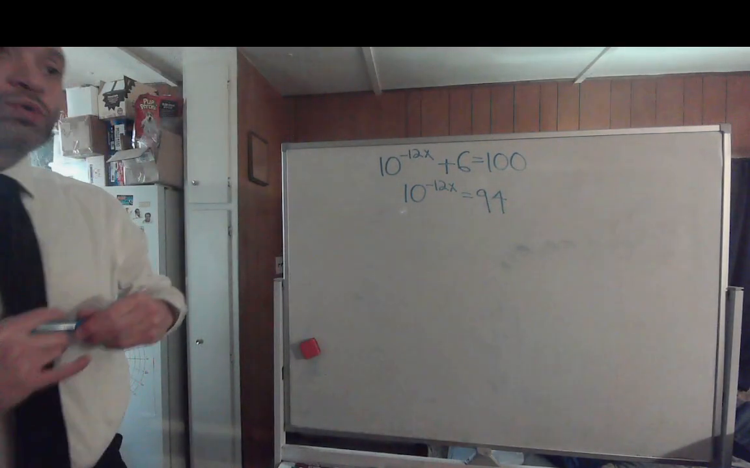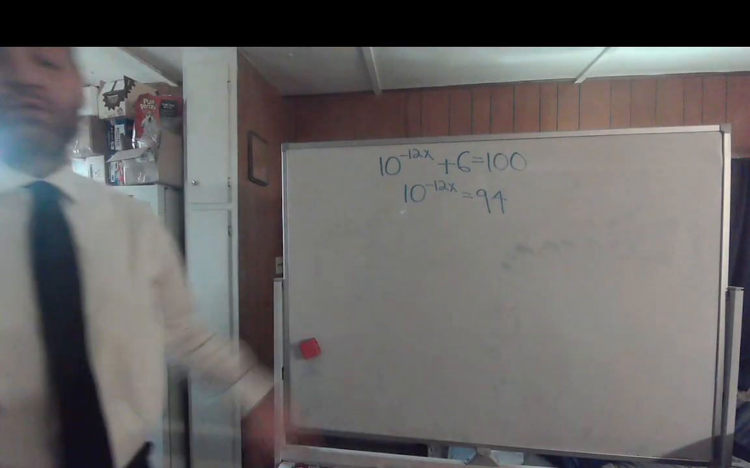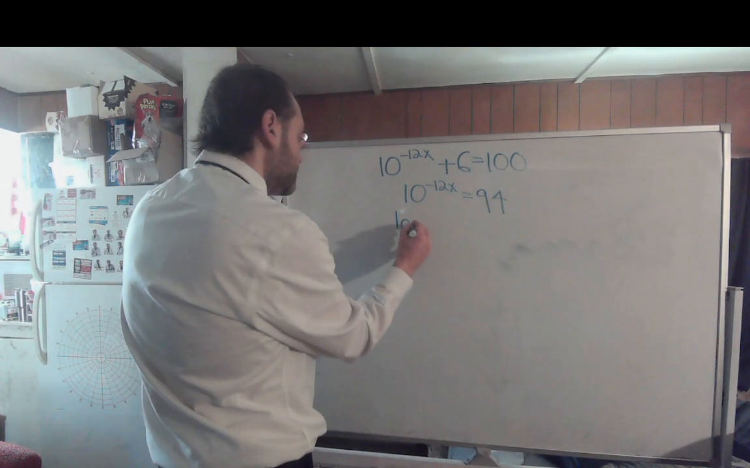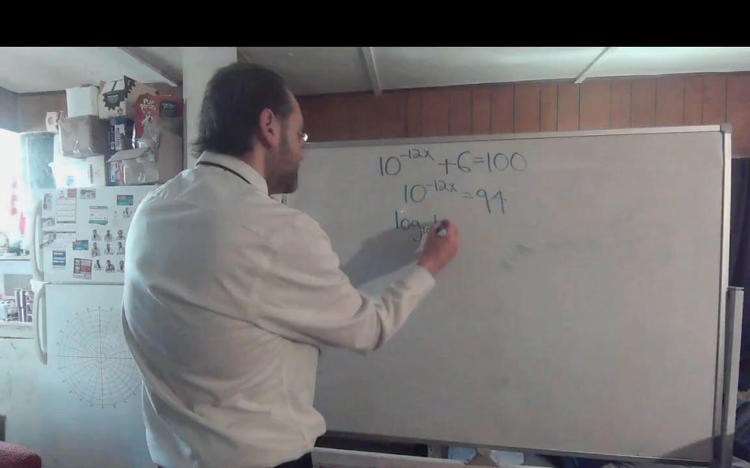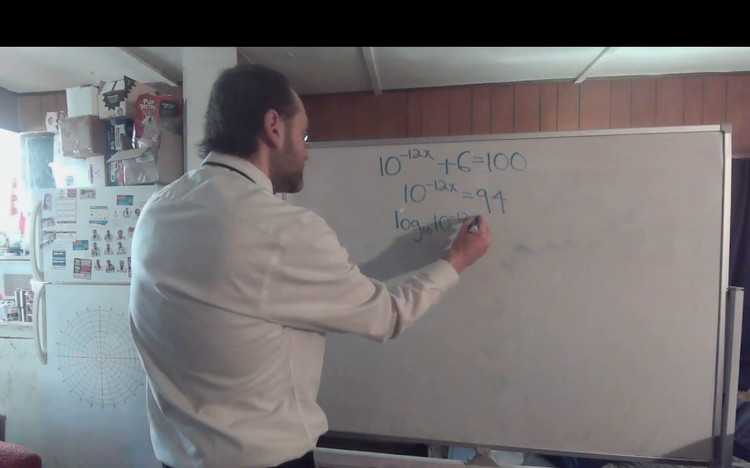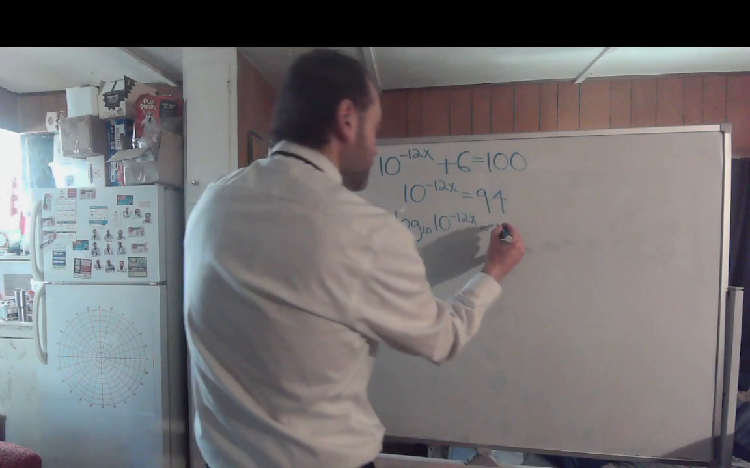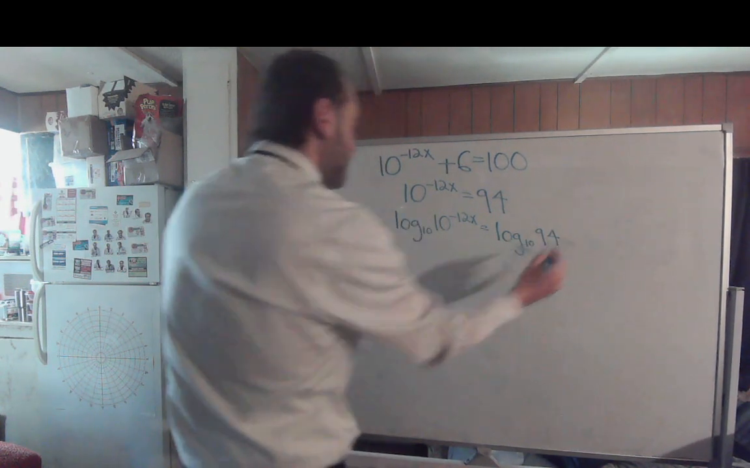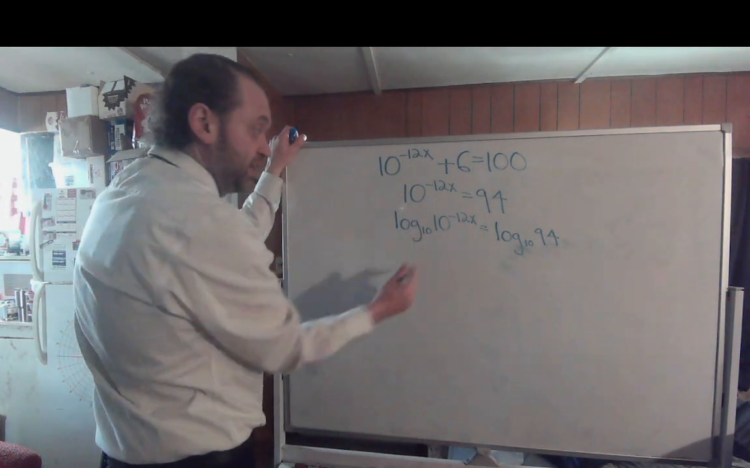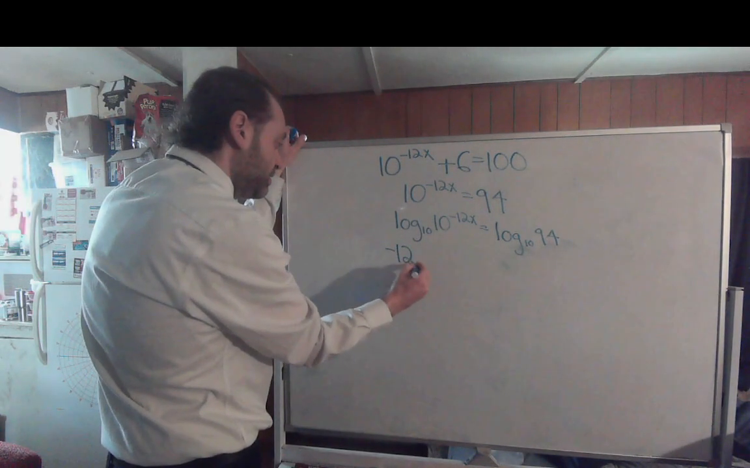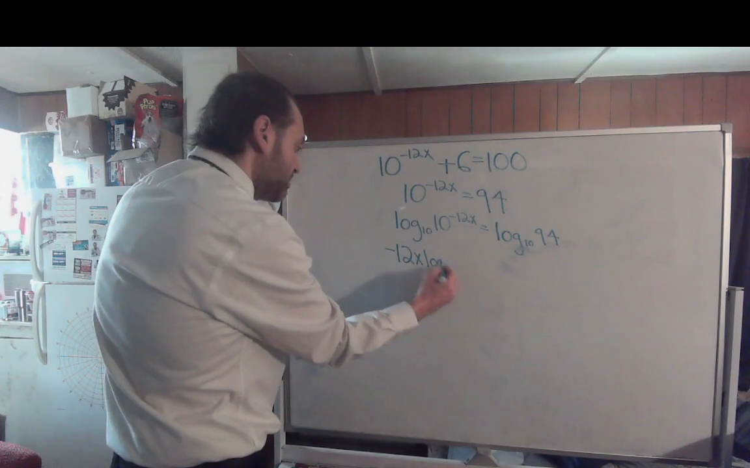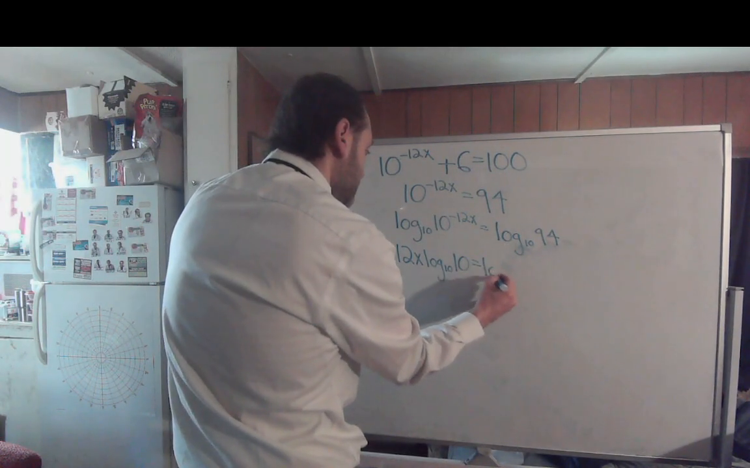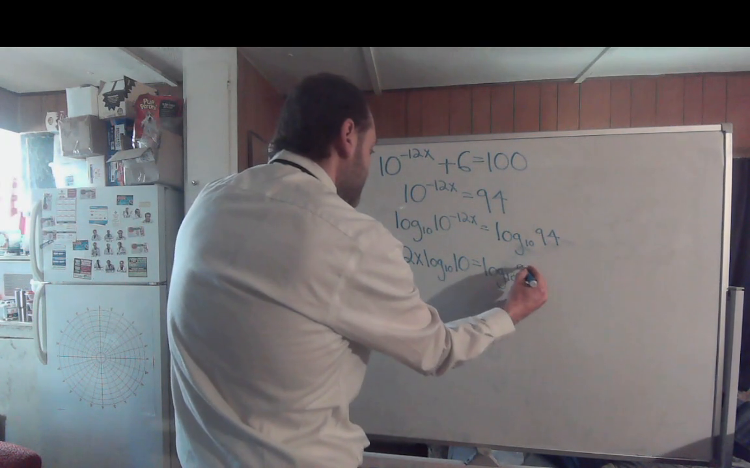Well, there's no whole number to relate 10 and 94, unfortunately, so we're going to have to break out the log base 10 of both sides. So take log base 10 of 10 to the negative 12x, set that equal to log base 10 of 94. Well, the left side, you have a power rule. You'll have negative 12x times log base 10 of 10 equals log base 10 of 94.